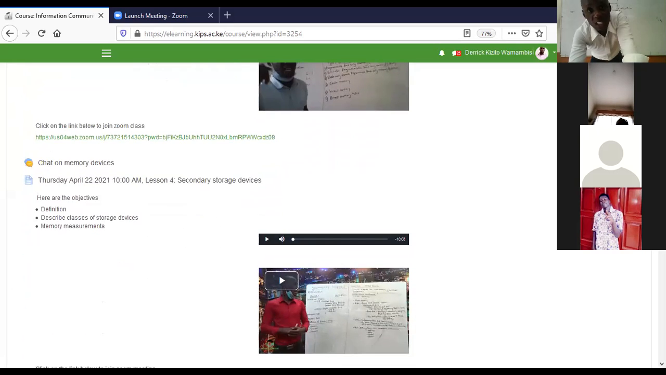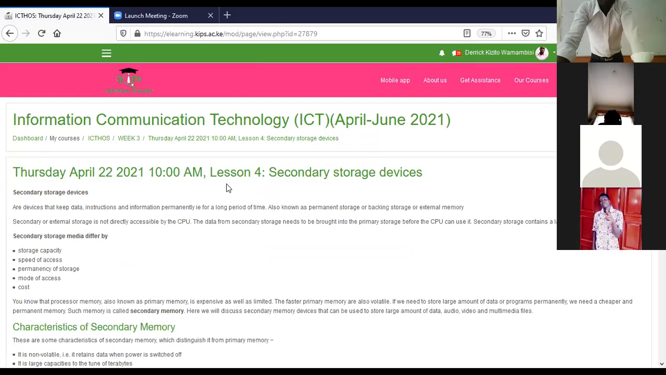One, inaitwa nini? Optical storage devices. Number 2, inaitwa magnetic storage devices. Number 3, inaitwa solid state devices. Now, why do we need secondary storage?